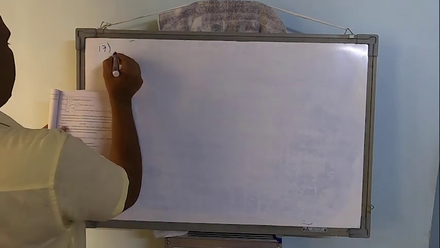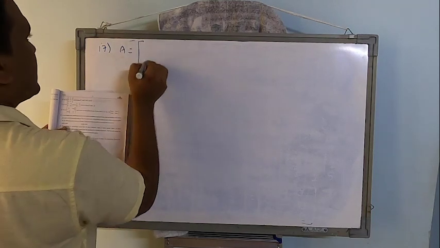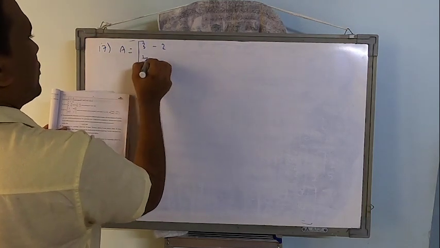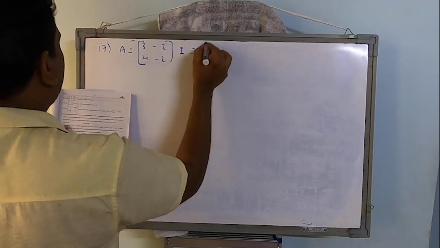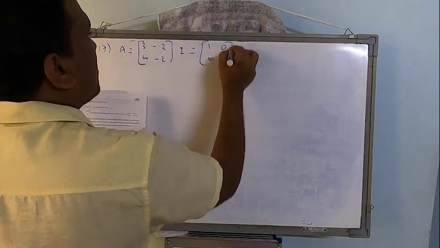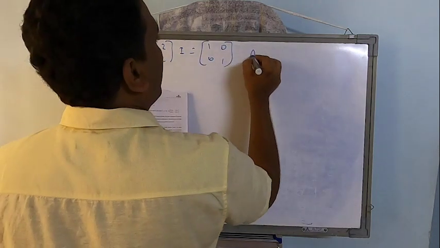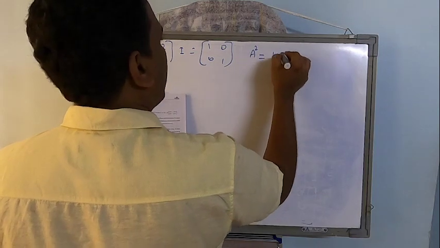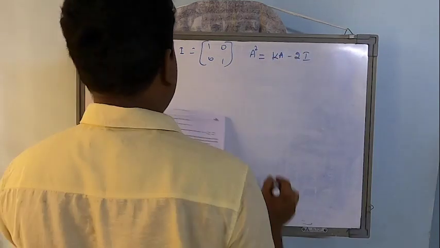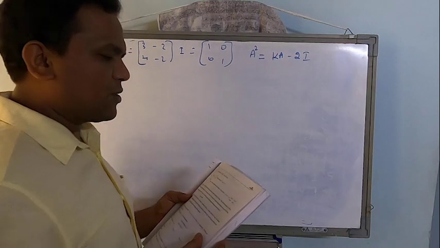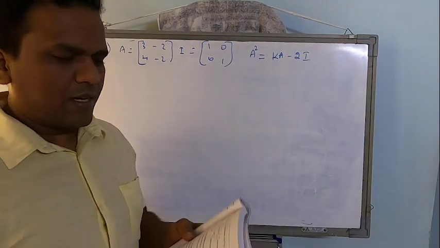Problem number 17. A matrix A is given to us: 3, minus 2, 4, minus 2, and I has also been given: 1, 0, 0, 1. By using these two, you have to find K such that A square is equal to KA minus 2I. It is not 21, it is 2I. Just note that down. Okay.